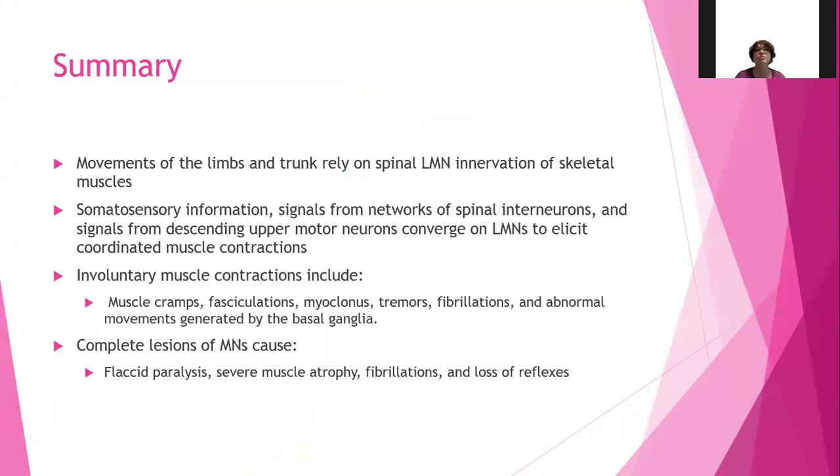Movements of the limbs and trunk rely on spinal lower motor neuron innervation of skeletal muscles. Somatosensory information, signals from networks of spinal neurons, and signals from descending upper motor neurons all converge on lower motor neurons to elicit coordinated muscle contractions. Involuntary muscle contractions include muscle cramps, fasciculations, myoclonus, tremors, fibrillations, and abnormal movements generated by the basal ganglia. The last three of those are always pathological, and the others sometimes are and sometimes aren't.